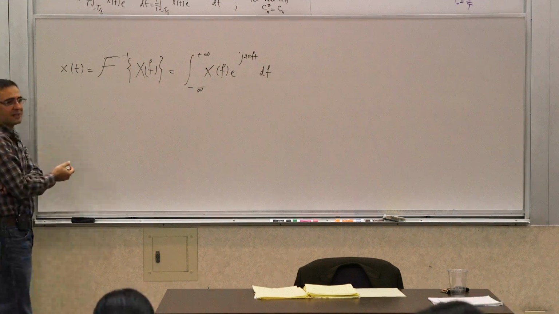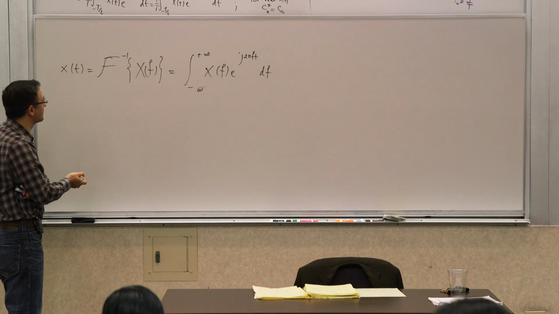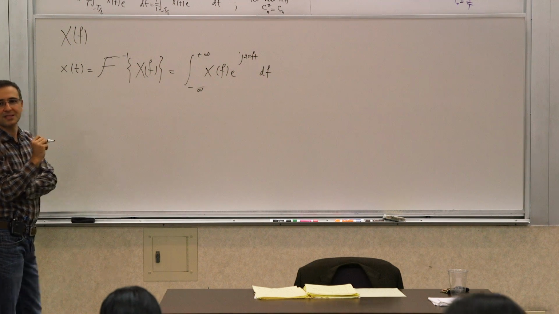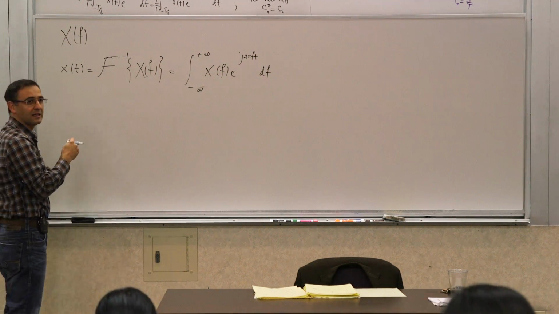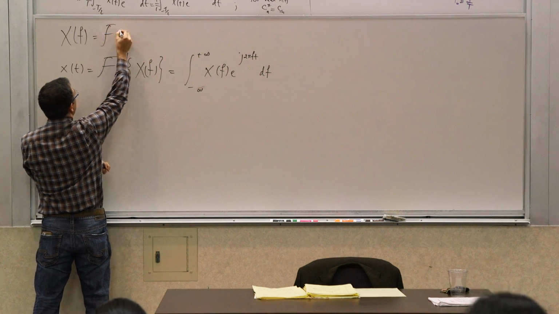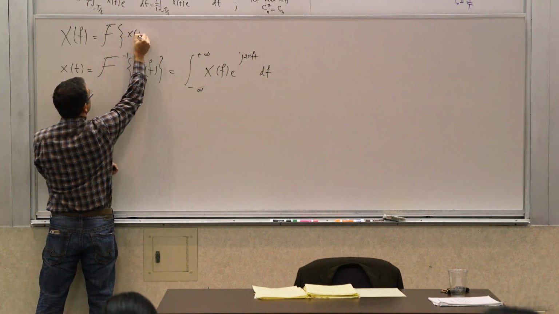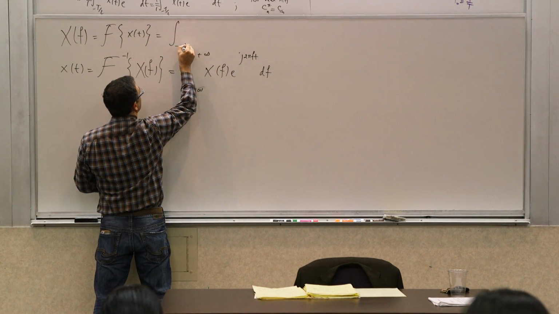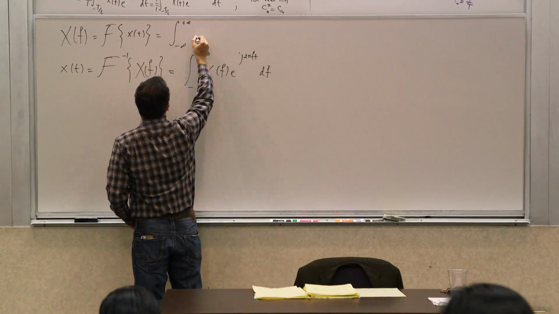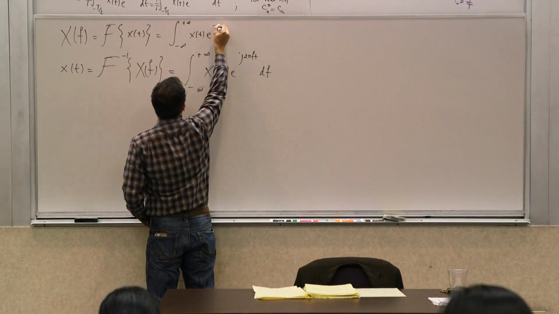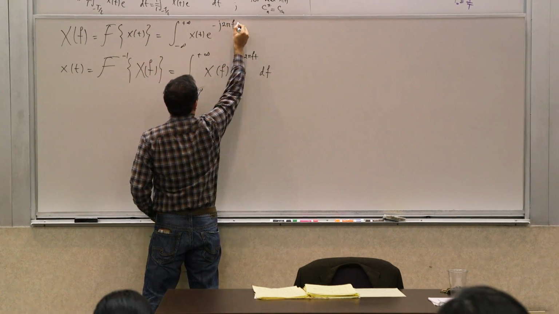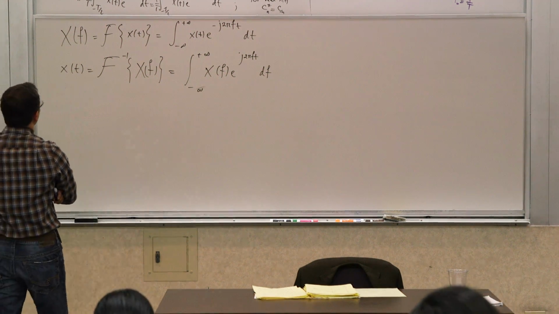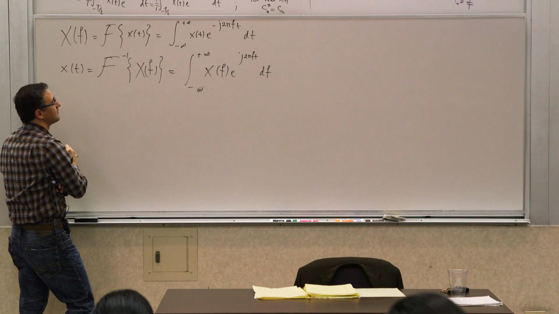Now, if this is the inverse Fourier transform, what is the Fourier transform itself? I posit this, and we'll see why in several different ways: it is going to be the same thing with a minus sign difference. So it's the same operation: the integral from negative infinity to positive infinity of x of t e to the negative j 2 pi f t dt. This is what we call the Fourier transform, and this is the inverse Fourier transform.